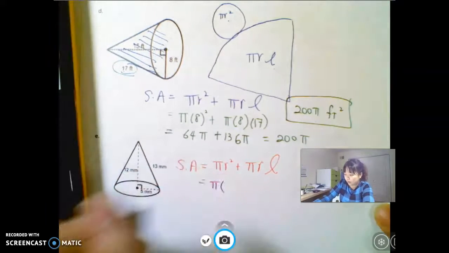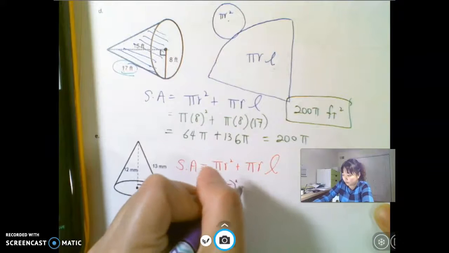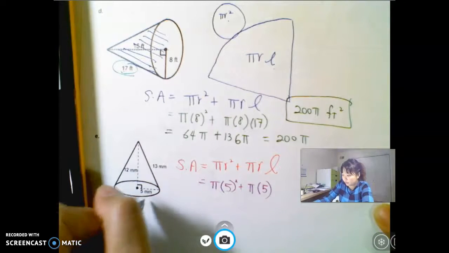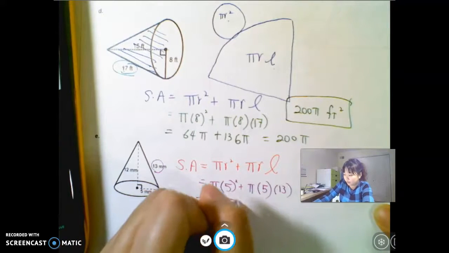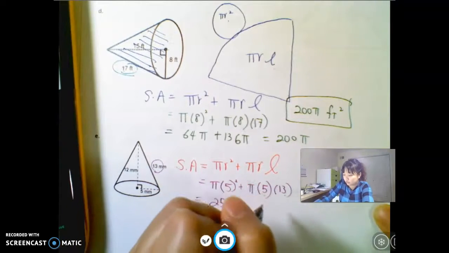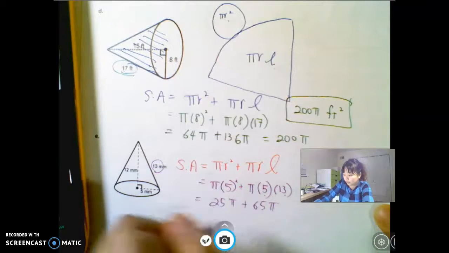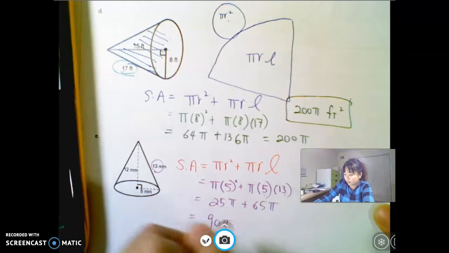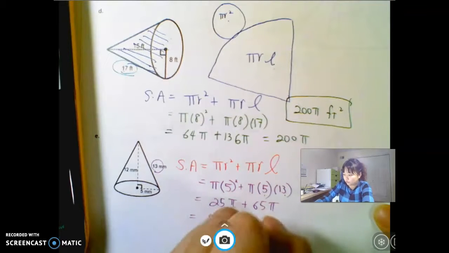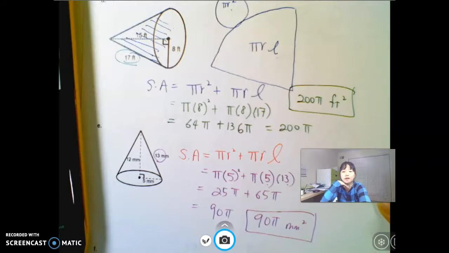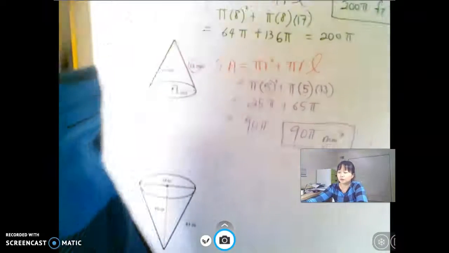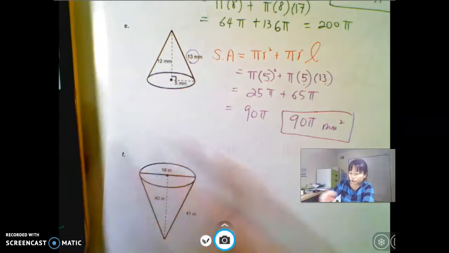So pi r is 5 squared plus pi r is 5, slant height is 13. So that is 25 pi plus 65 pi, which is a total of 90 pi. So at the end, don't forget to add units before you square or box in your answers. So I got 90 pi, which is 90 pi millimeters squared.